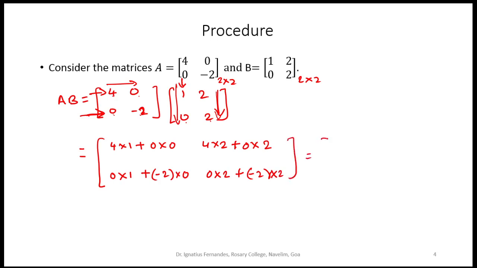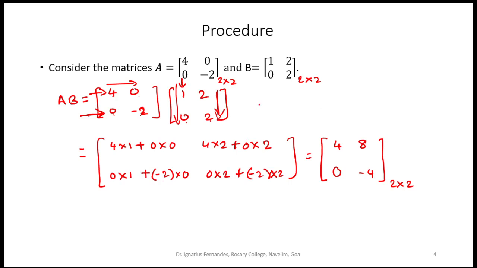Okay, so I compute this. So 4 into 1 is 4 plus 0 is 4. 4 into 2 is 8 plus 0 is 8. 0 into 1 is 0 plus minus 2 into 0 is 0, so that is 0, and plus minus 2 into 2 is minus 4. So this is the product of the two matrices A and B, and this is also of the order 2 by 2. Okay, so this is a very simple example where I have considered both 2 by 2 matrices, and this is how we multiply.